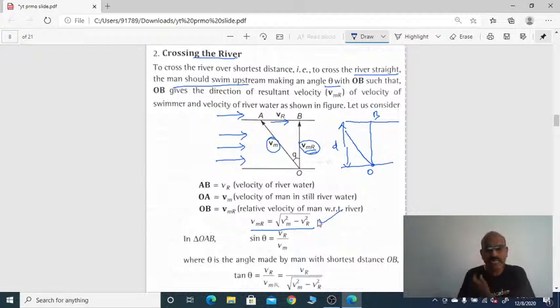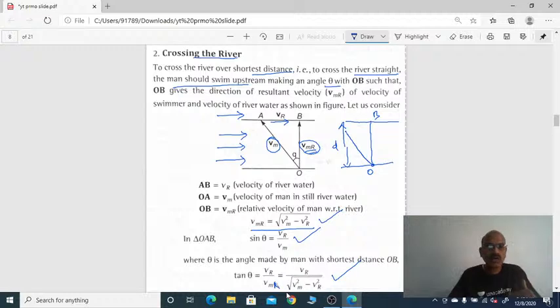If we take sin theta, opposite side by hypotenuse, it is Vr by Vm. If we take tan theta, opposite side by adjacent, it is Vr by Vmr. Vmr we already know, substitute here. So this is crossing the river in the shortest distance.